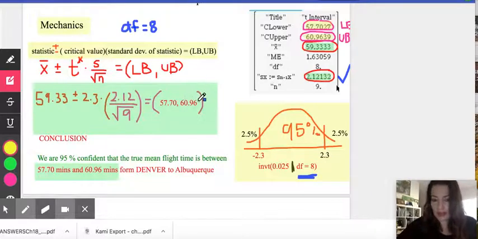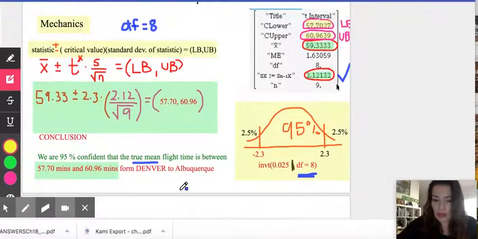Once we have that entered, we can go on to our conclusion, which states we are 95% confident that the true mean flight time is between 57.70 minutes and 60.96 minutes from Denver to Albuquerque.